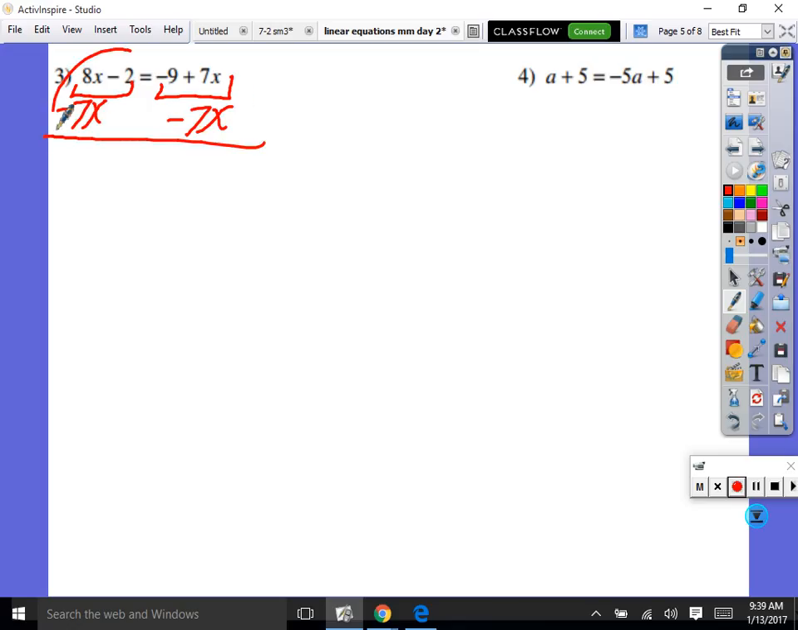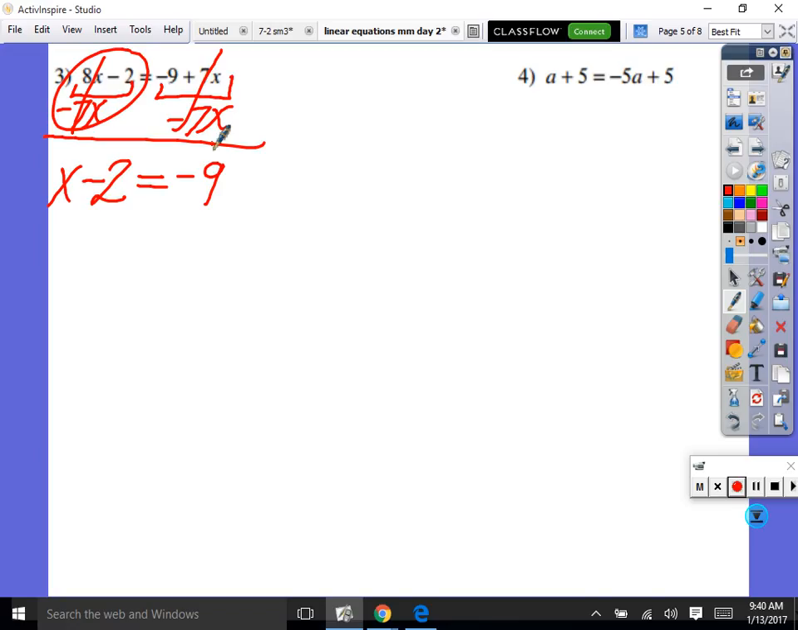Now focus on this side. Combine like terms. 8x minus 7x is how many x's? 1x. -3, is that a 2? Yeah. Okay, -2 is still there, is equal to. Now on this side, combine like terms. Oh, -9, cool. And then our -7x and +7x cancel out. Now look, we only have 1x, and the next step is just get x alone using the correct inverse.